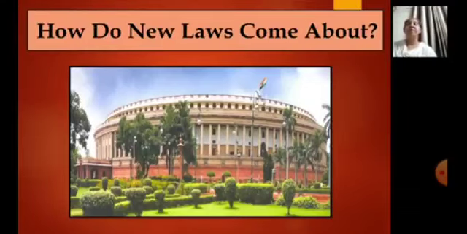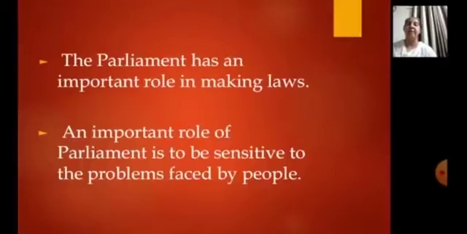Now, how do new laws come about? Before starting, you all know very well the Parliament has an important role in making laws, right? You all have learnt about the functions of Parliament in your previous chapter, that is chapter number 3. There are many ways through which this takes place, and it is often different groups in society that raise the need for a particular law. An important role of Parliament is to be sensitive to the problems that are faced by the people. So let us read the following.